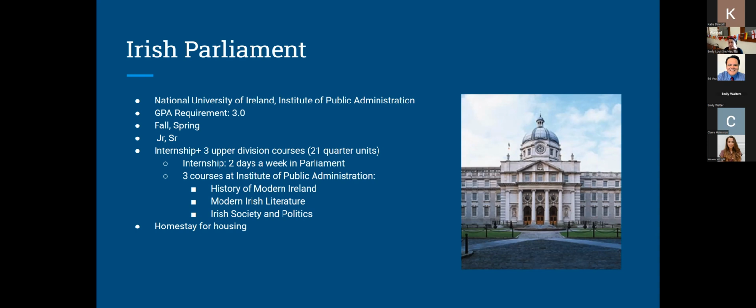The other really great thing about this program is that you have the option of a homestay. So you get to know a local family, you're staying with them, which is very unique, as you can see from all these other programs. Usually you're staying in a dorm or an apartment. This is the only one that offers a homestay option. It is offered both fall and spring, and you do have to be a junior. So just keep that in mind.